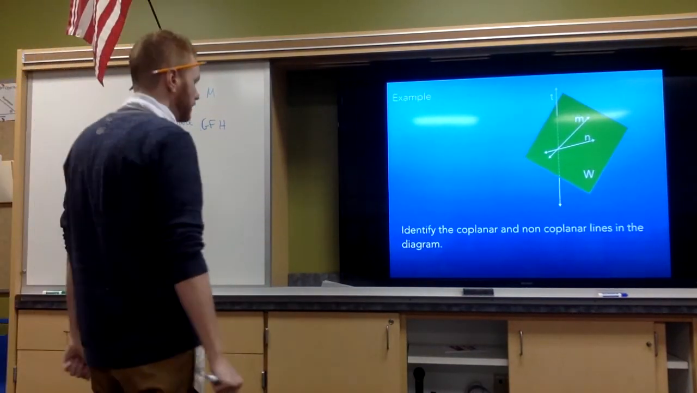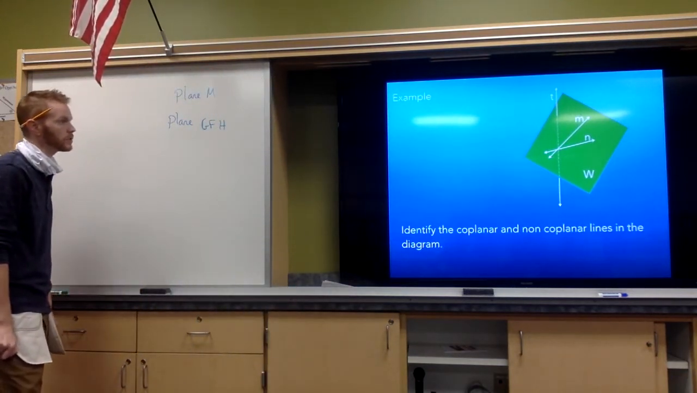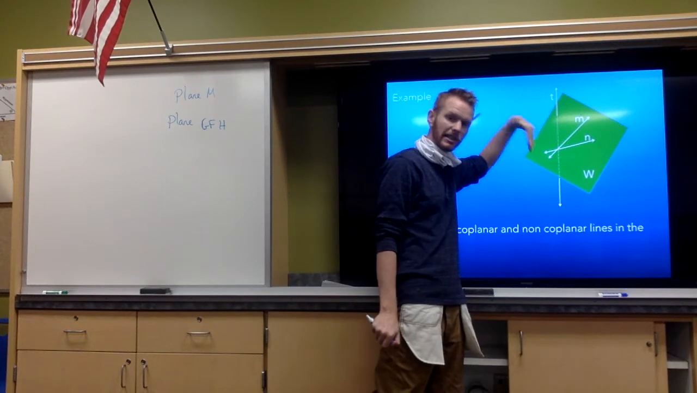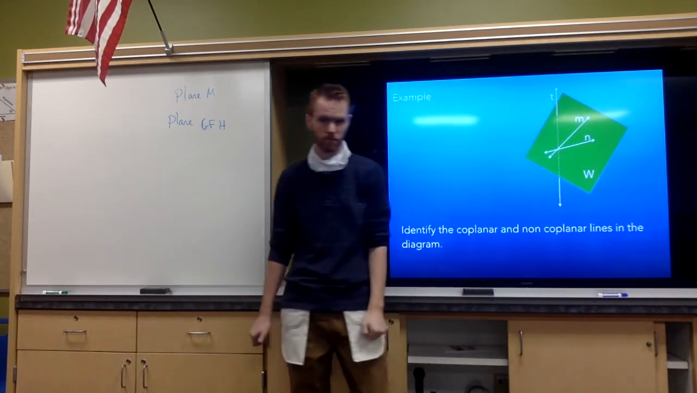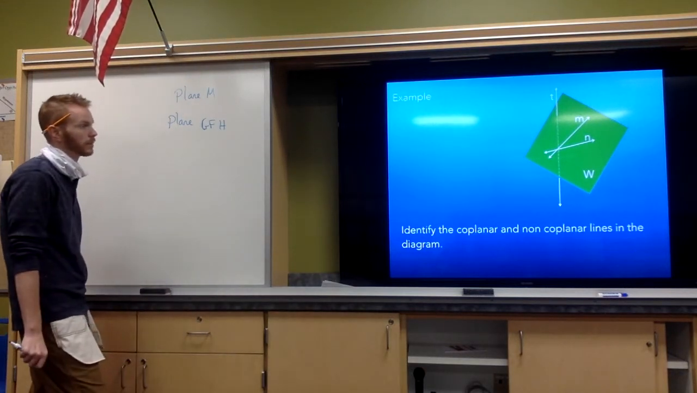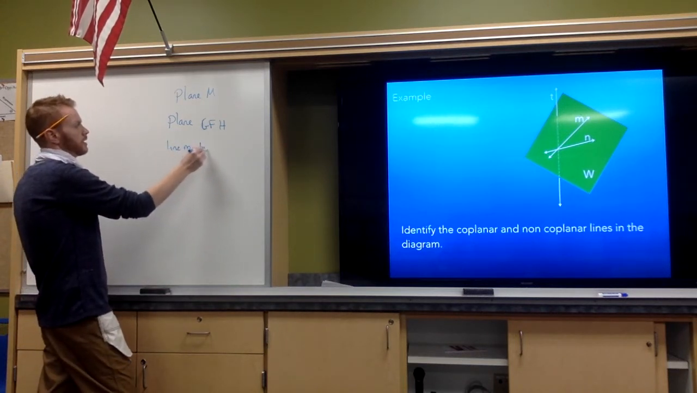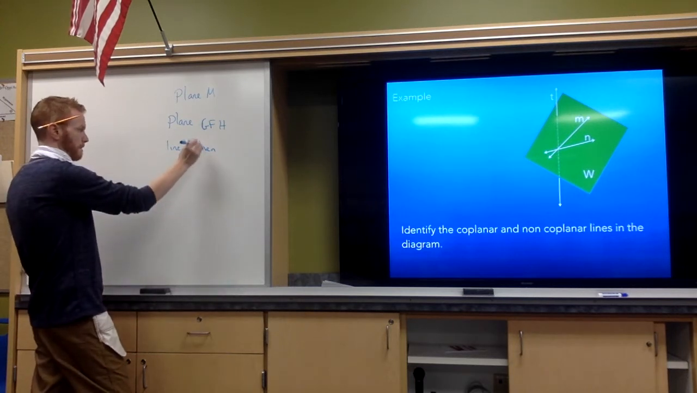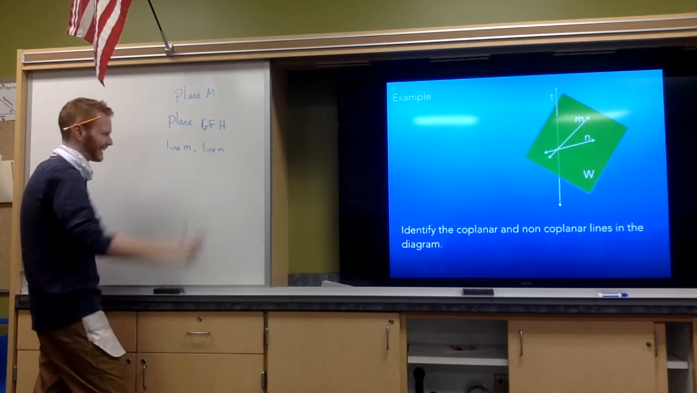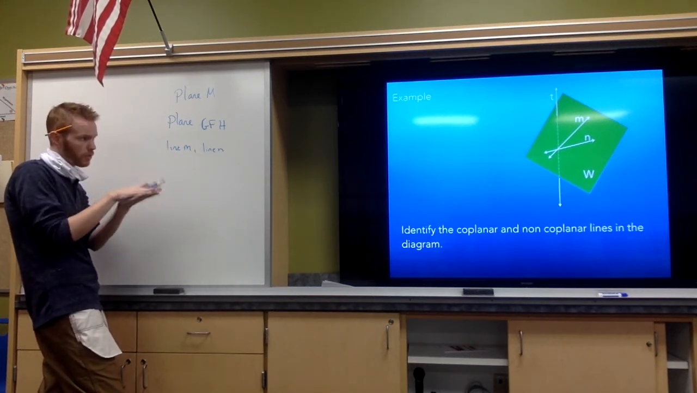Next one. Identify 2 coplanar and non-coplanar lines in the diagram. Once again, you see how line T is intersecting the plane? This dotted part means line T is going behind the plane, and it comes out here at the bottom. So coplanar lines. What would be the coplanar lines? Well, it's going to be line M and line N. They're coplanar. See how they're laying on the plane physically? They're in the same plane.